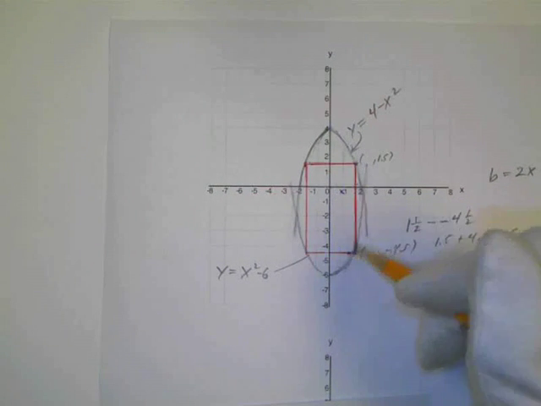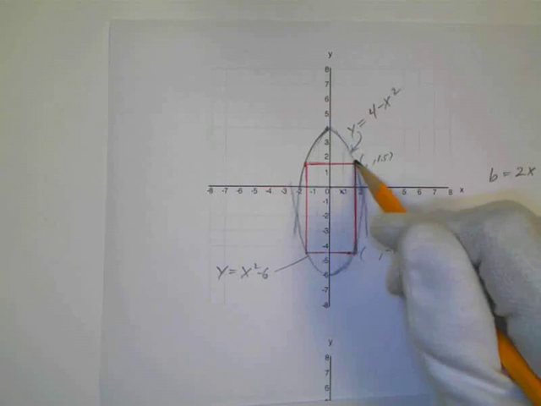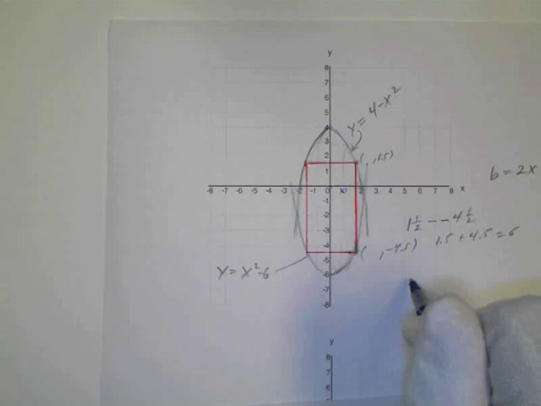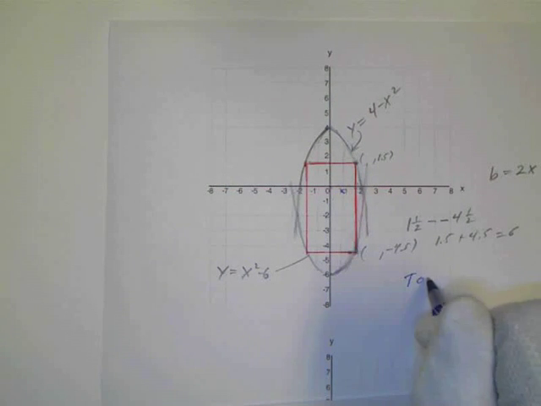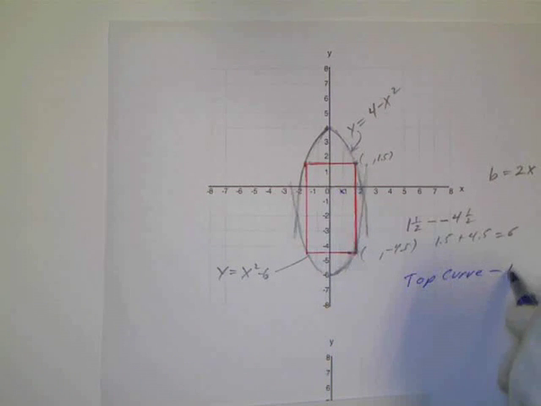We'll be doing this again later, actually, when we get to chapter 7. So we can find this length by thinking of the top curve minus the bottom curve. That's something you want to remember: top curve minus the bottom curve.